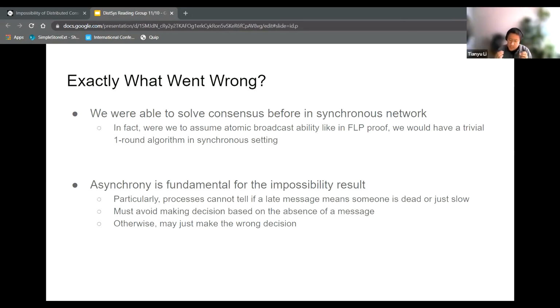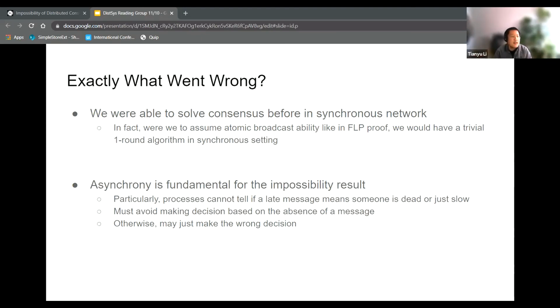In fact, we assumed even more in the asynchronous version of the network, right? The impossibility result cannot stem from any of the other decisions we've made. Like we have stronger primitives, we have weaker guarantees, right? In fact, if we were to just assume the things we did for the FLP proof, take it back into the synchronous setting, the algorithm is trivial, right? Like we have atomic broadcast, just one round, everybody decides.